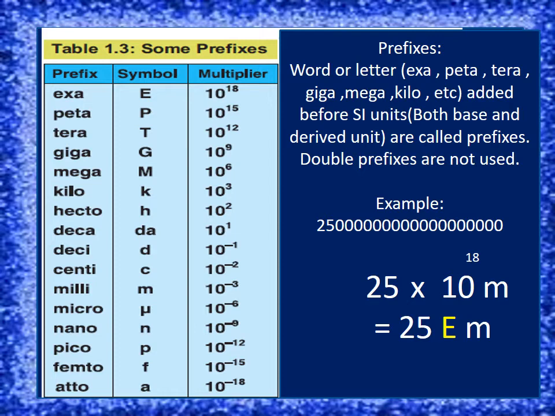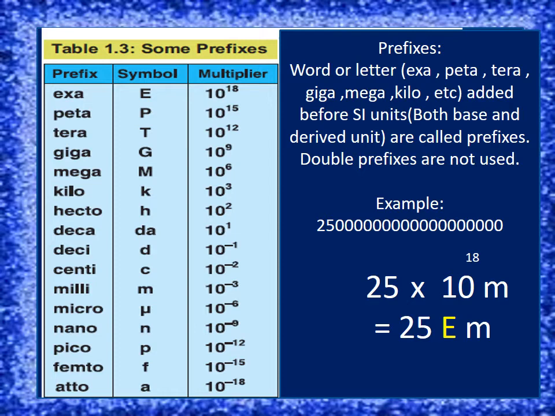Prefixes are basically words or letters which can be added before SI units, and they can be used with both base and derived units. And keep in mind, we can't use a double prefix. So here with 25 we have 18 zeros, so we can write it in power of 10: 25 multiplied by 10 raised to the power 18 meter.